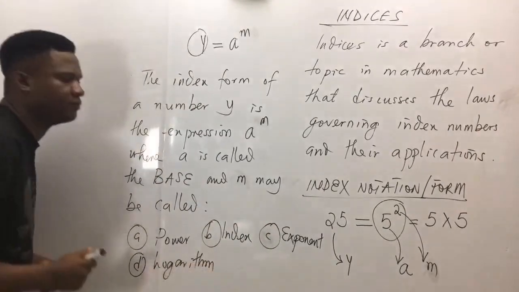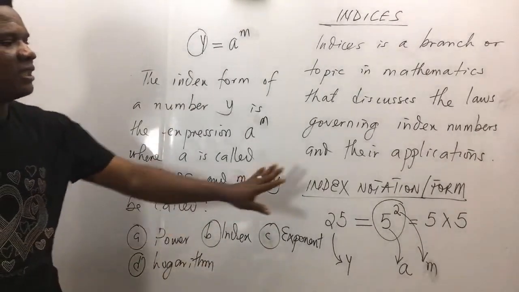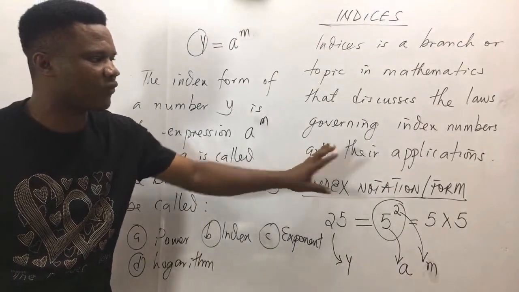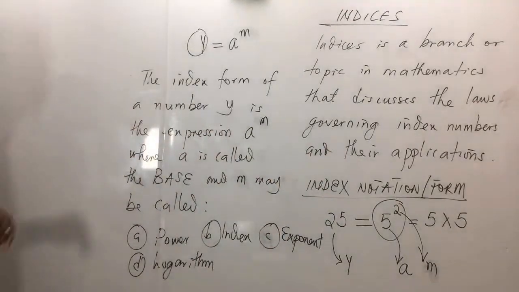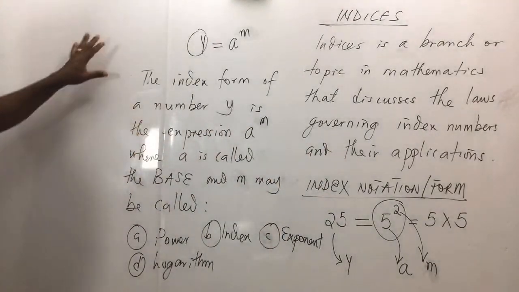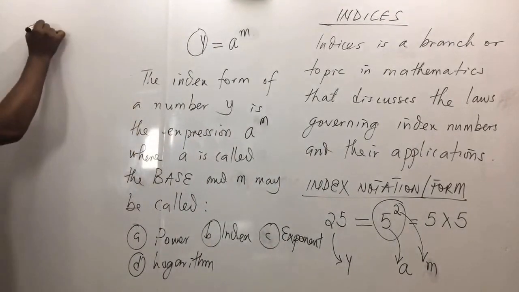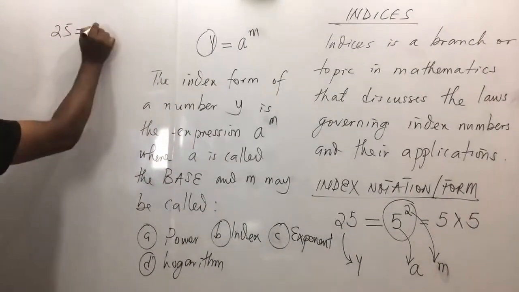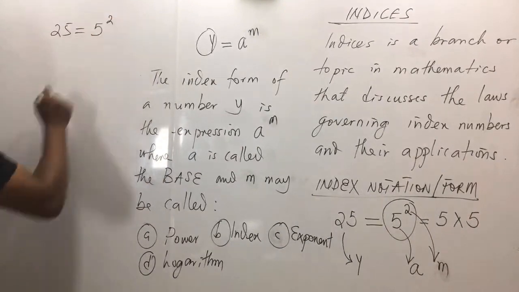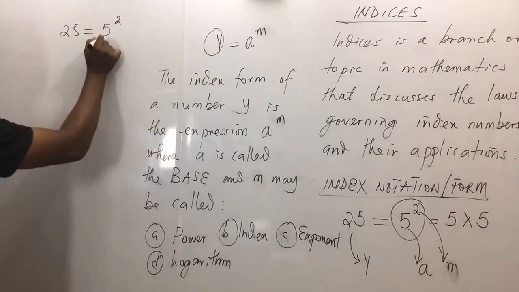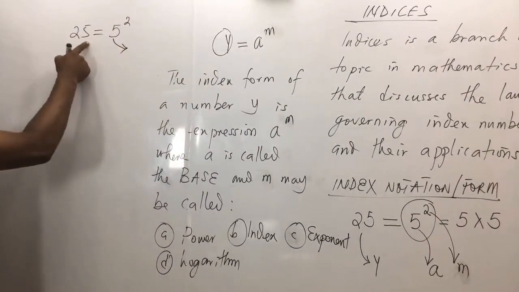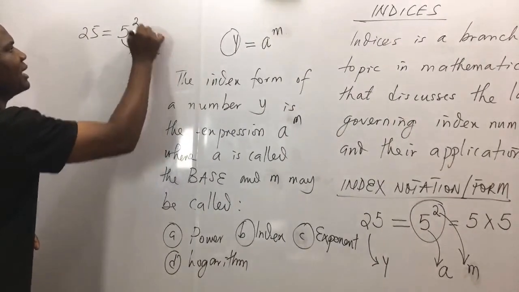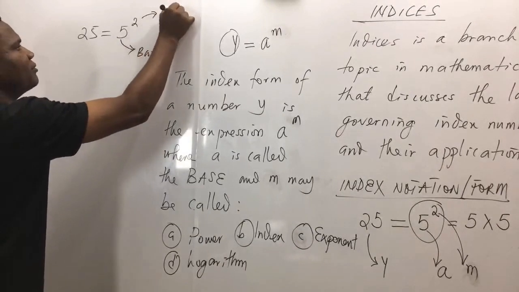Okay? So that explains the description on index notation or index form. Now let's take several examples on index form. So what is the index form, I repeat, of 25? It is 5 raised to power 2, implying that in the index form of 25, 5 is the base and 2 is the power.